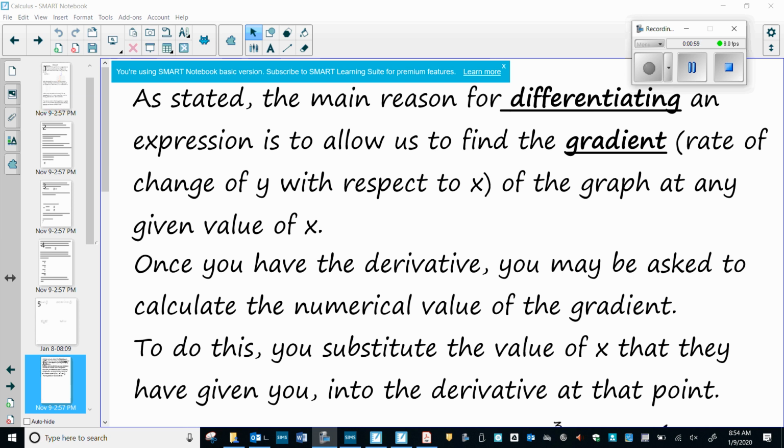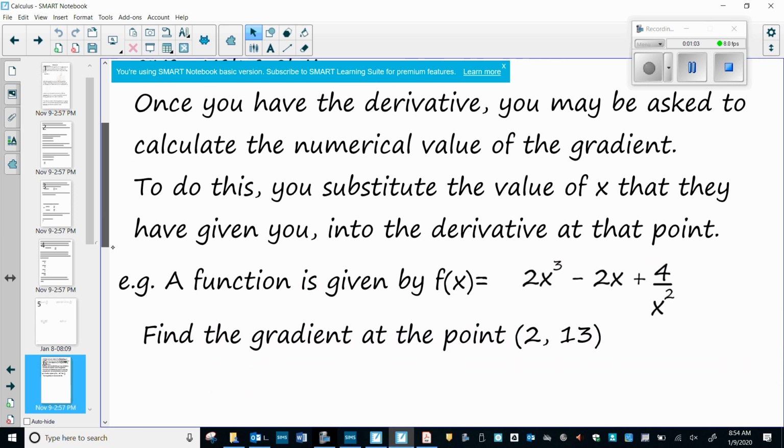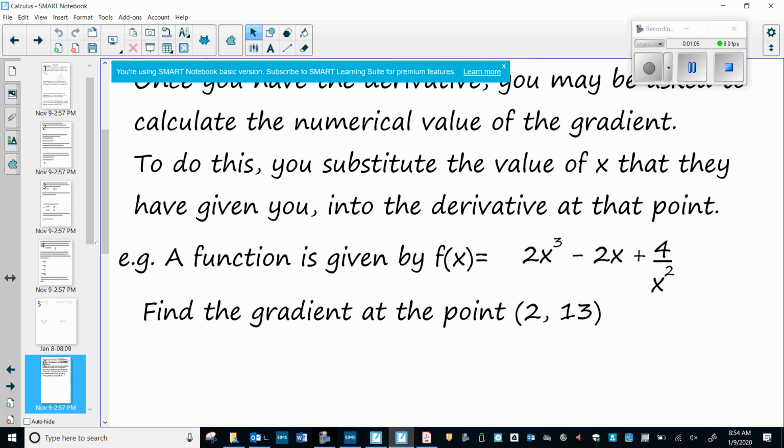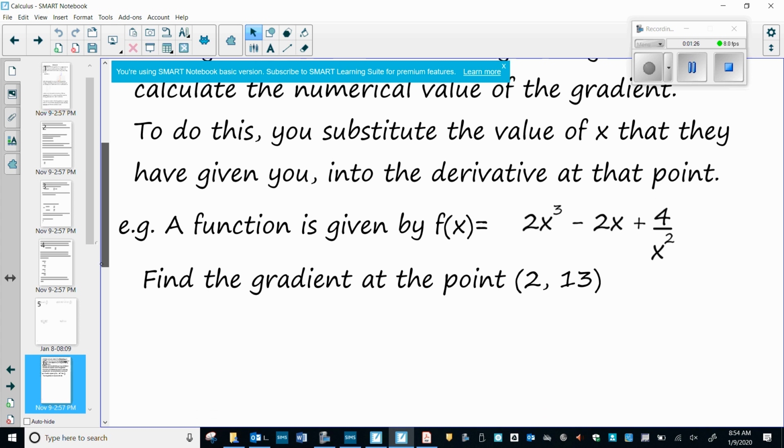So once you've got the derivative, you may be asked to calculate the numerical value of the gradient. We did do some of these questions last lesson, but we'll just go through this example just to make sure that we're comfortable with it. Once you've got the derivative, you then just substitute the value of x that you need into the expression. So here's our function. f(x) is equal to 2x cubed minus 2x plus 4 over x squared.